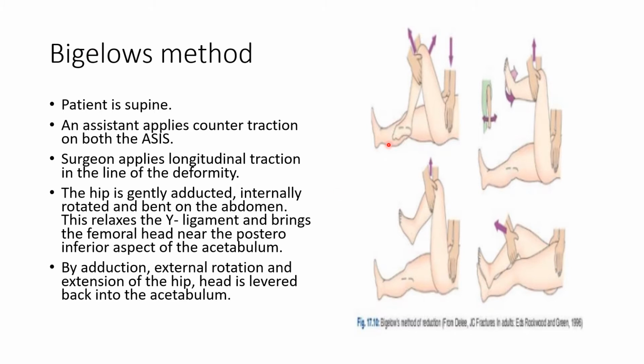Now coming on to Bigelow's method, in this also the patient is supine and the assistant applies counter traction on both anterior superior iliac spines. The surgeon applies longitudinal traction in the line of the deformity, and then the hip is gently adducted, internally rotated, and bent on the abdomen. This relaxes the Y ligament and brings the femoral head near the posterior inferior aspect of the acetabulum. Then by gently abducting, externally rotating and extending the hip, the head is levered back into the acetabulum.